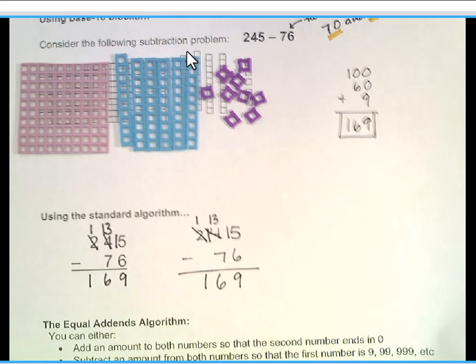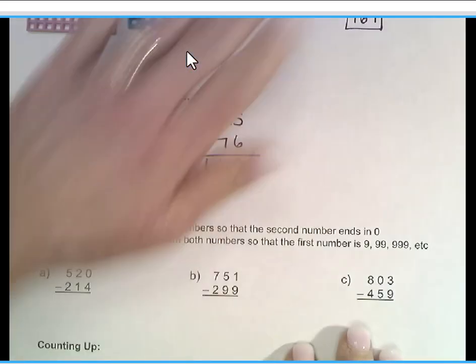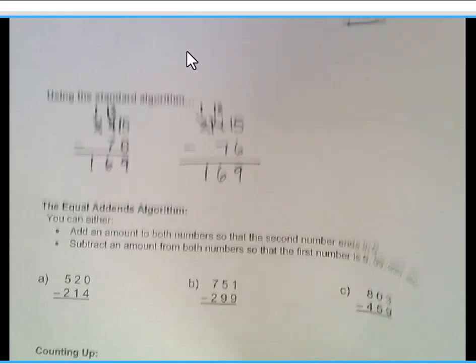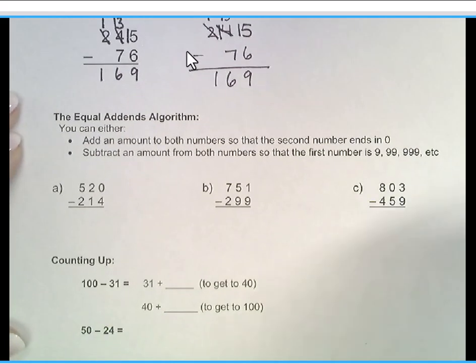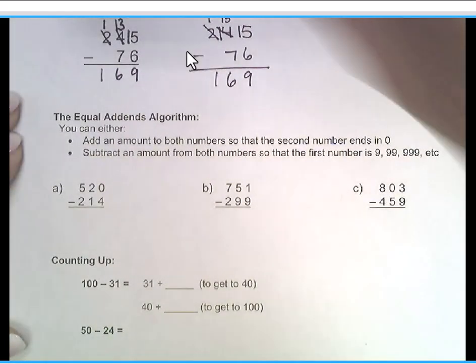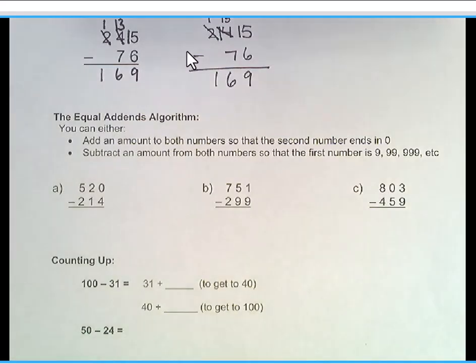Then we have another one called the equal addends algorithm. This works really nice if the numbers are messy. And it keeps you from having to do all the borrowing and the regrouping and all of that.